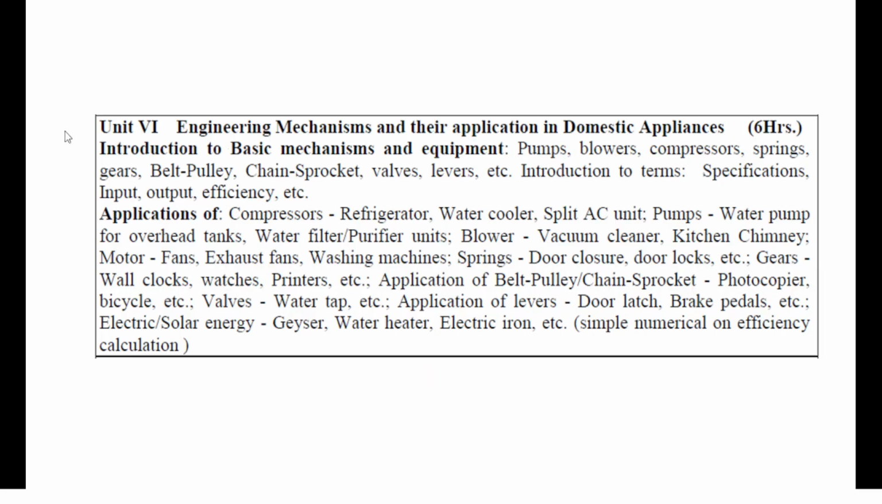So in this video lecture we will be covering our unit number 6, that is engineering mechanisms and their application in domestic appliances. So basically we can segregate this unit number 6 into two parts. The first belongs to mechanisms and equipments, in which we have to learn different mechanisms like pumps, blowers, compressors, springs, gears, belt and pulley, chain sprocket mechanisms, valves, levers, right?